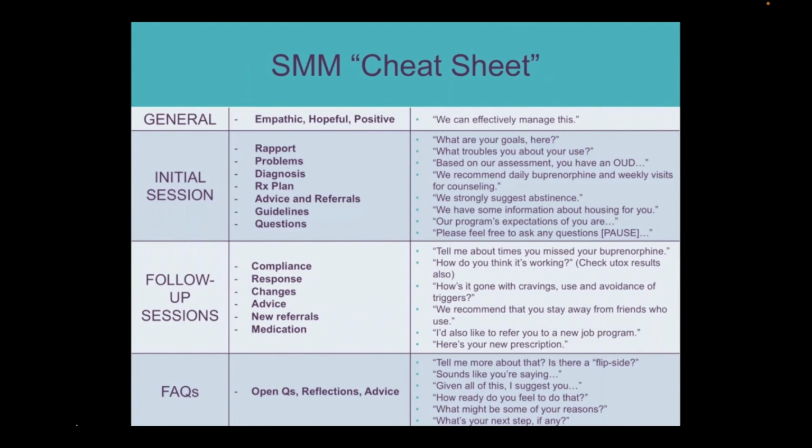Here is your SMM cheat sheet. And because it's a cheat sheet for you to print out and have, I'm not going to go over all of this, but it has your general stance. It has your initial session elements and starting quotes. Very helpful to our providers. Follow-up sessions. Again, it's elements and starting quotes, and how to address frequently asked questions.